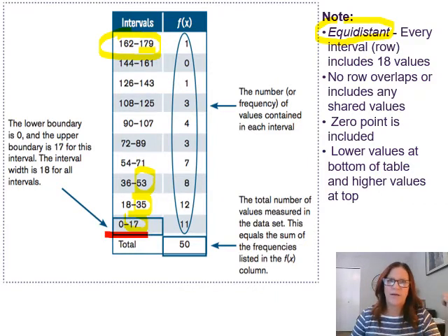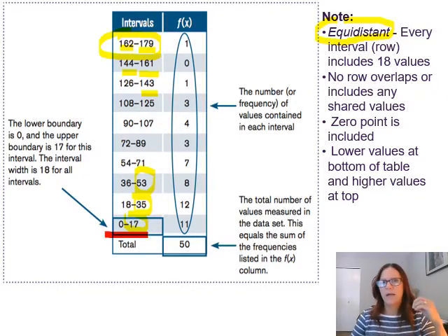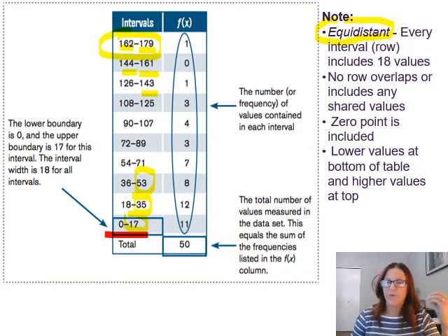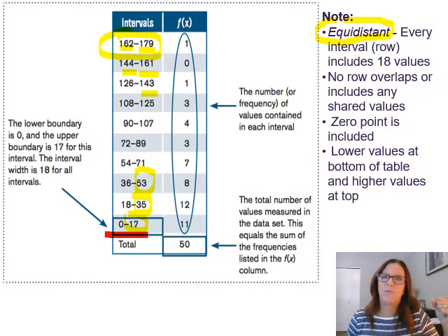So we have 161 here, 162 here. 143 here, 144 here. We don't have 144 in two different places, we're not sharing. So we need to make sure that the rows do not overlap the numbers.